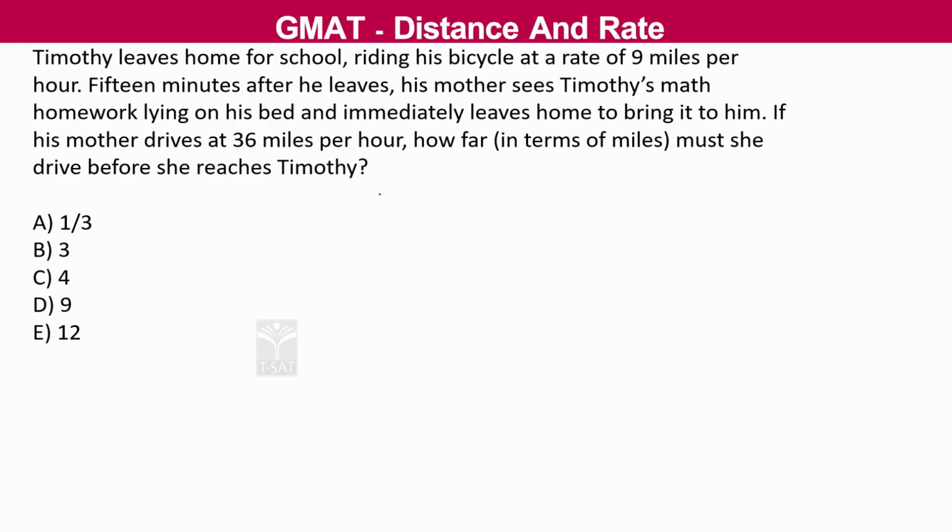So, Timothy is riding his bicycle and 15 minutes later his mother is starting in the car at 36 miles per hour. So, the total distance that Timothy covered in this 15 minutes plus the time it will take his mother to reach him will be the same as the distance that his mom has to cover in the limited time t, that is, in how many minutes she reaches him.